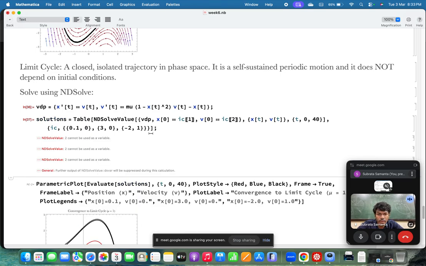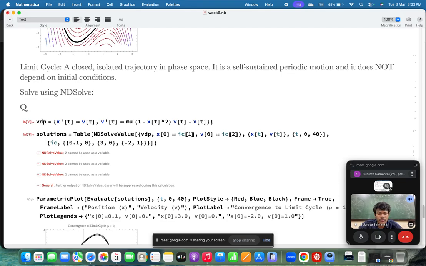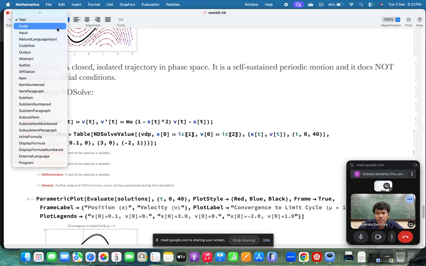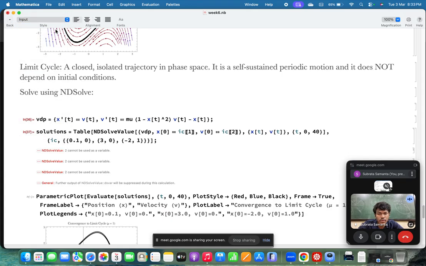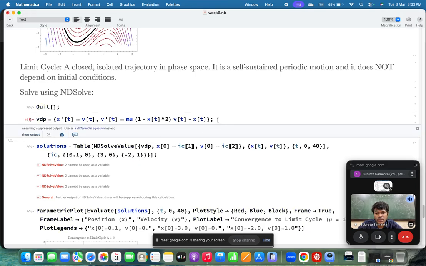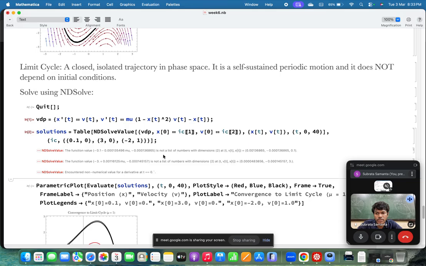Maybe I should quit these things, because somehow I assigned values to t. So, I just quit this. Quit all, or the clear all. Okay, you can also do that. So now I assign VDP and solve this.